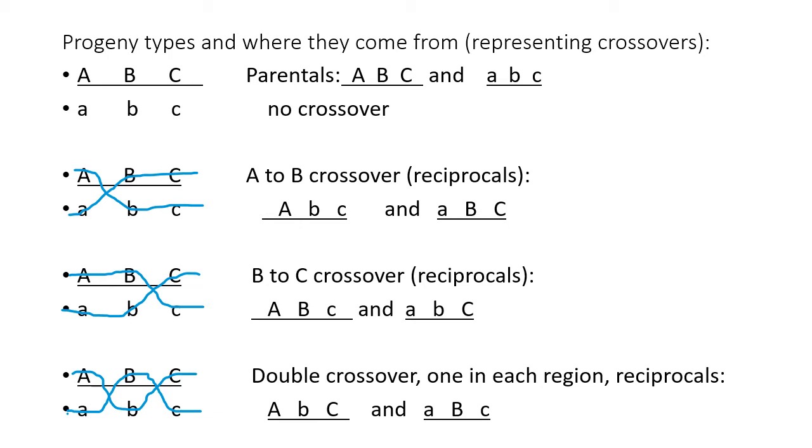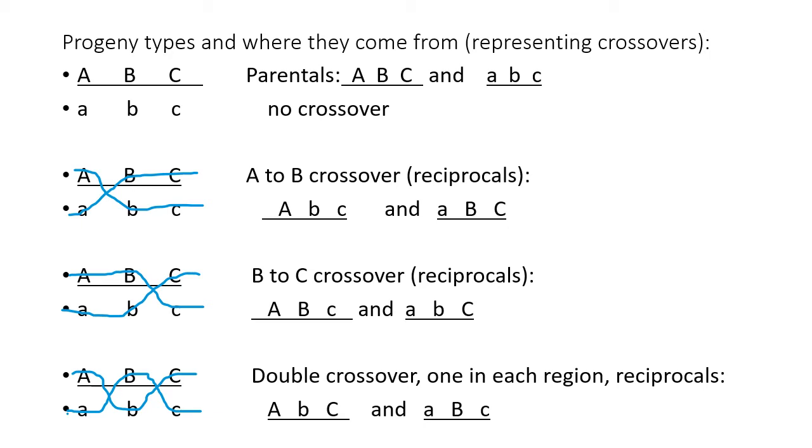And if we have a crossover between A and B, we get a big A, little b, little c, a little a, big B, big C. So those are reciprocals of each other, and they represent a single crossover between genes A and B. And they will be less than the parentals because it takes a crossover to form them. And the crossover, of course, depends on the distance between the two. The other single crossover is between B and C. Here we have big A, big B, little c, little a, little b, and big C. So those are also, of course, reciprocals of each other, and they give the other two classes of recombinant progeny that form as a result of that single crossover.